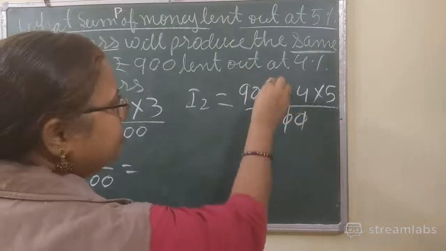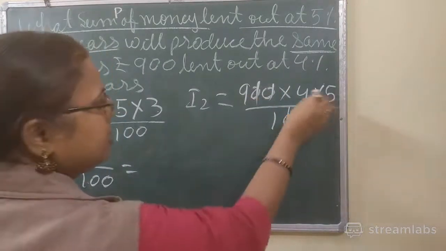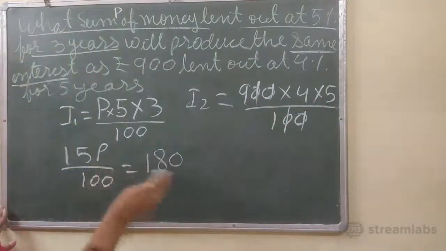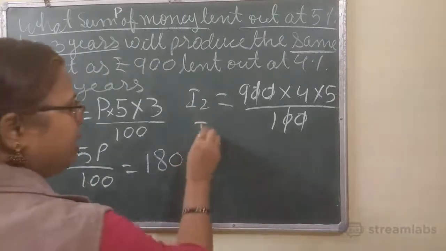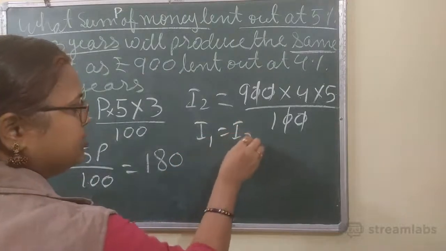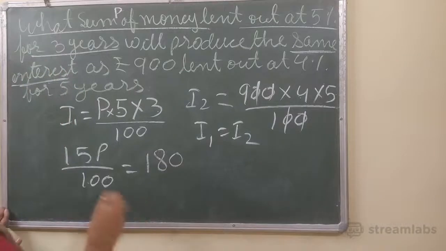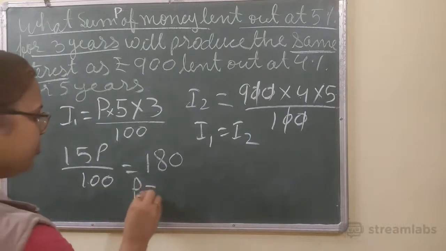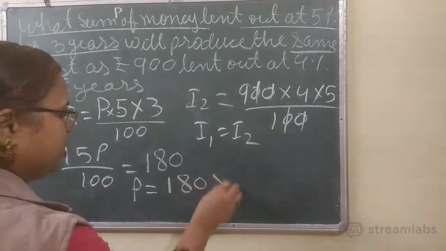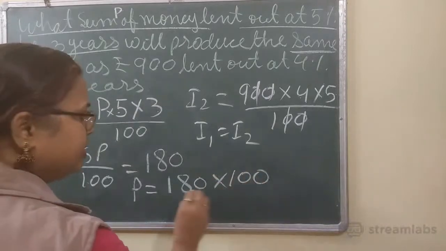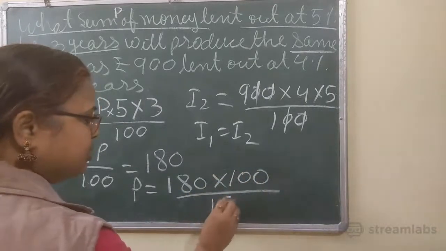We can cancel here. So this will be equal. I1 is equal to I2 according to the question, so we can find out the value of P. The value of P will be equal to 180 into 100 divided by 15.